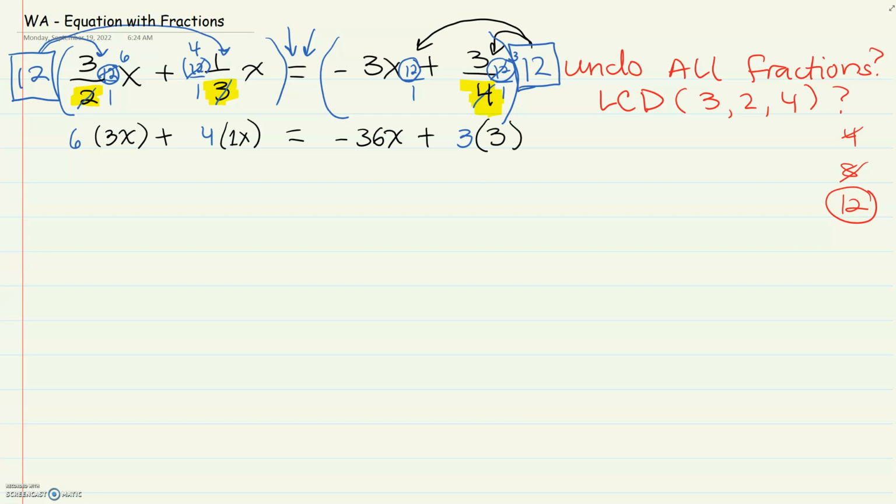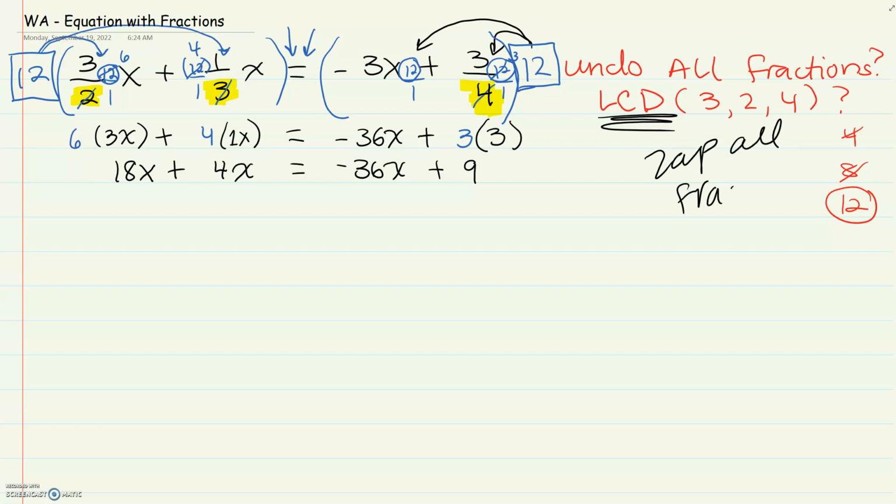Now we can go and clean everything up. 6 multiplied by 3x is 18x, plus 4 times 1x is 4x, is equal to negative 36x plus 9. Okay, so what was the point of that least common denominator? It will zap all fractions. It will zap all fractions at once. And you can see that you get a nice equation with just whole numbers. And you can proceed from there.